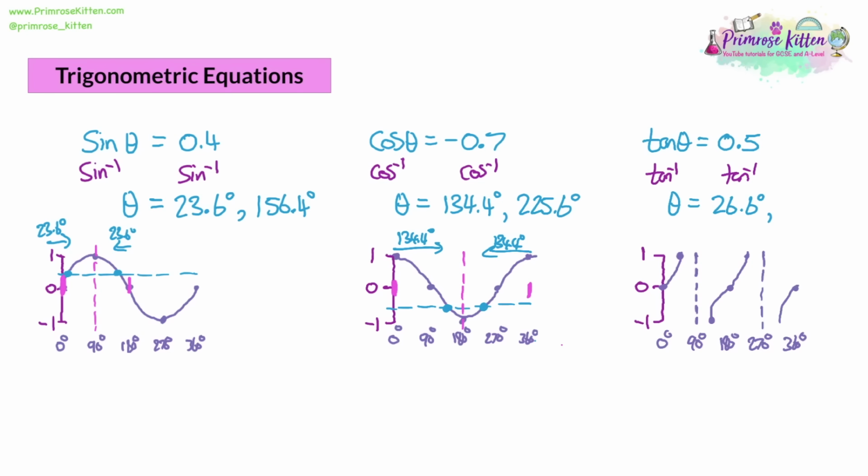Now I want tan to be 0.5. So if we go through at 0.5, we can see that we'll cut the curve in two separate places. Now we have the answer right at the start, which is 26.6.